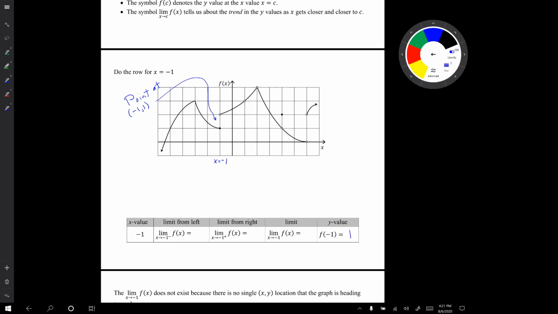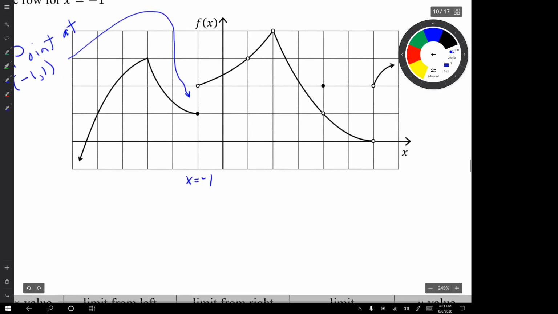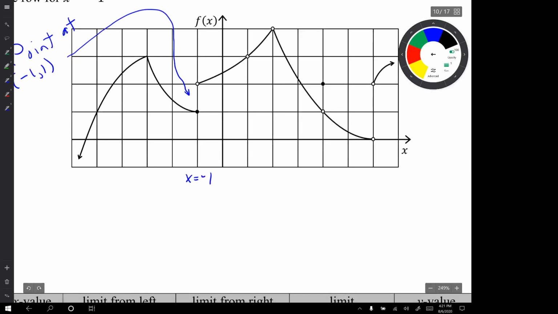Now let's consider what happens when I use x values that are close to -1 but not equal to -1. So here we have x close to -1, and that's this x value here. Let's see what the y value is. We see that the y value is close to 1. But what if we consider an x value that's close to -1 but on the other side of -1? So for instance, this x value. Let's see what the y value is for that x value. We see that the y value is close to 2.